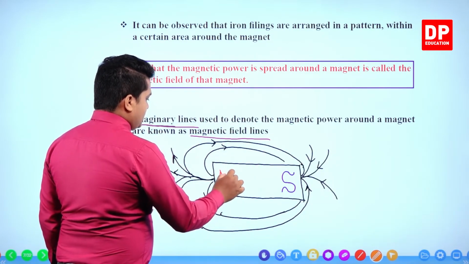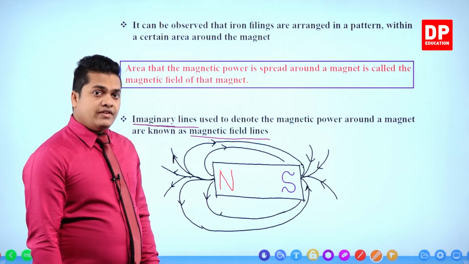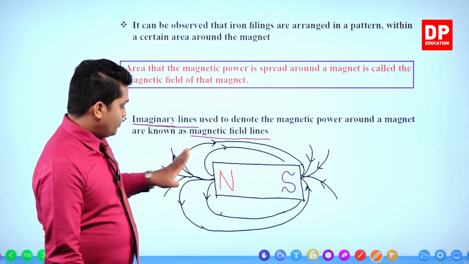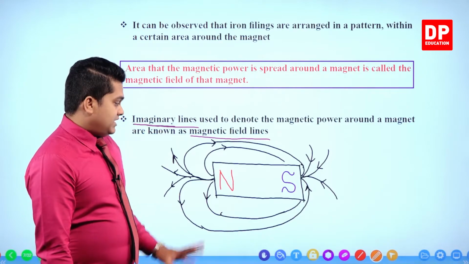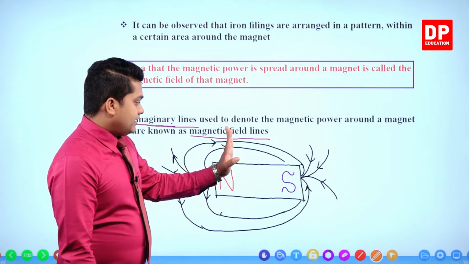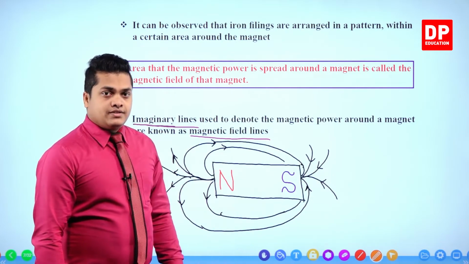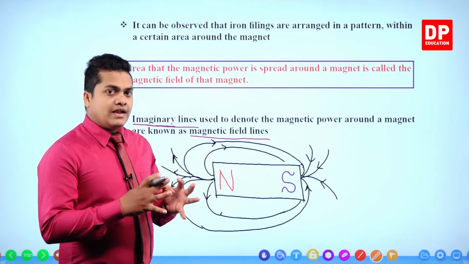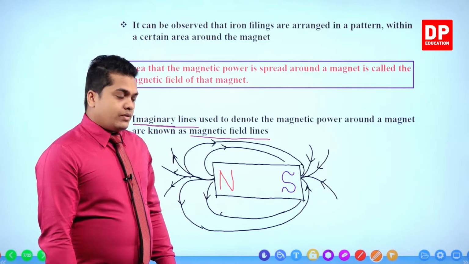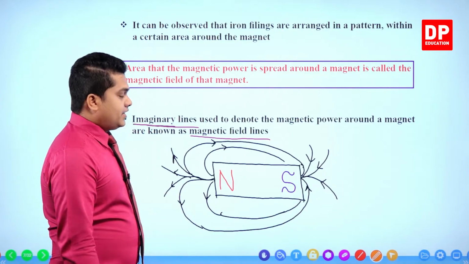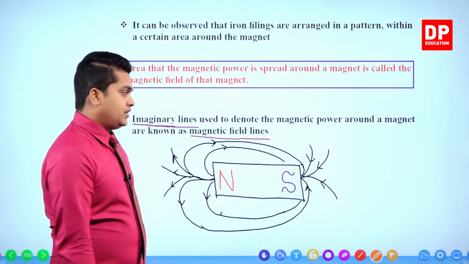From north pole to south pole of a magnet, we can observe the magnetic field lines. It's always running from the north pole to the south pole, right? This means that the north pole emits the magnetic field lines, and the south pole collects all of those magnetic field lines. That's how the magnetic power or the magnetic field spreads around a magnet. So this is the magnetic field and the magnetic field lines.